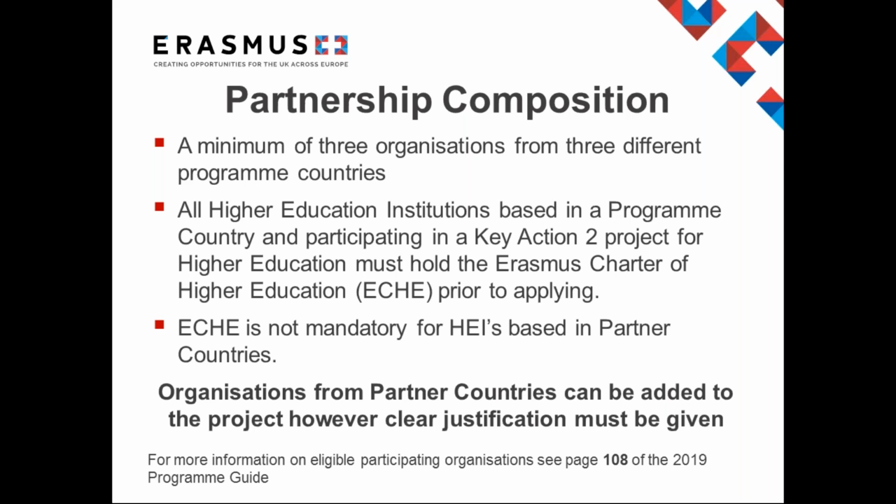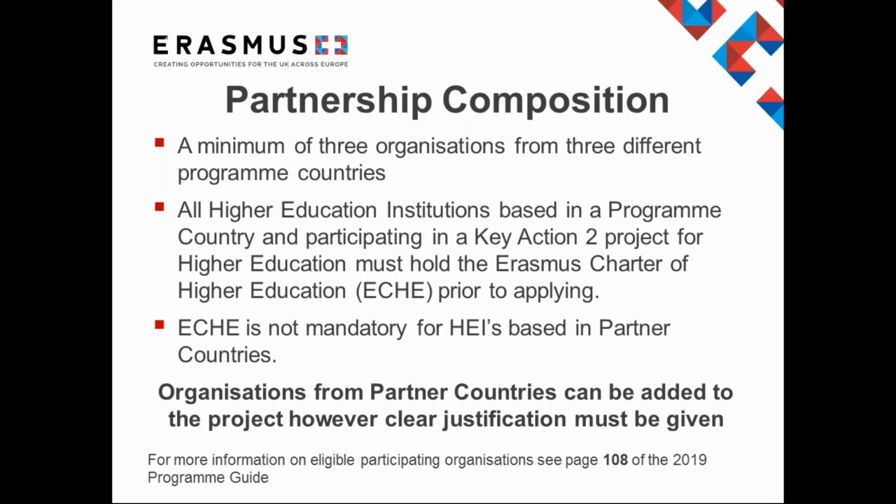A strategic partnership is transnational and involves a minimum of 3 organizations from 3 different program countries. There is no maximum number of partners. However, the budget for project management and implementation is capped and is equivalent to 10 partners. All participating organizations must be identified at the time of applying for a grant.